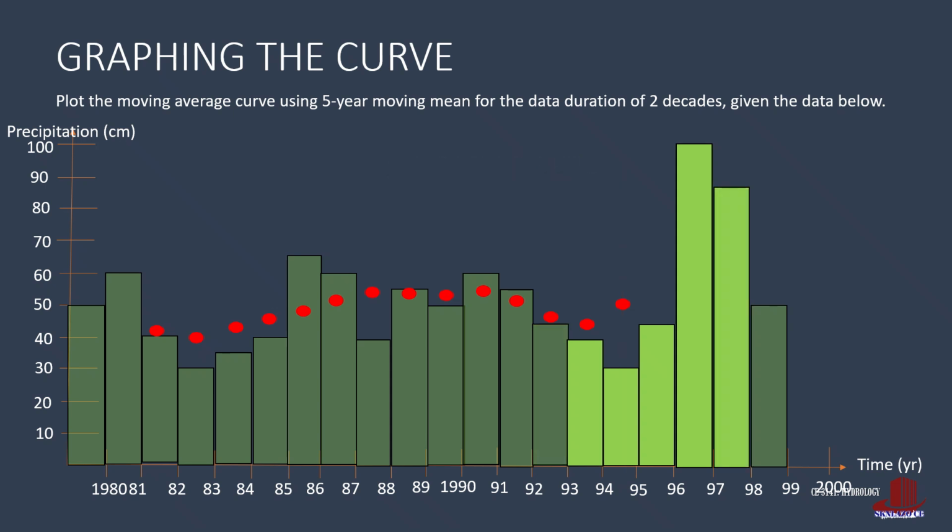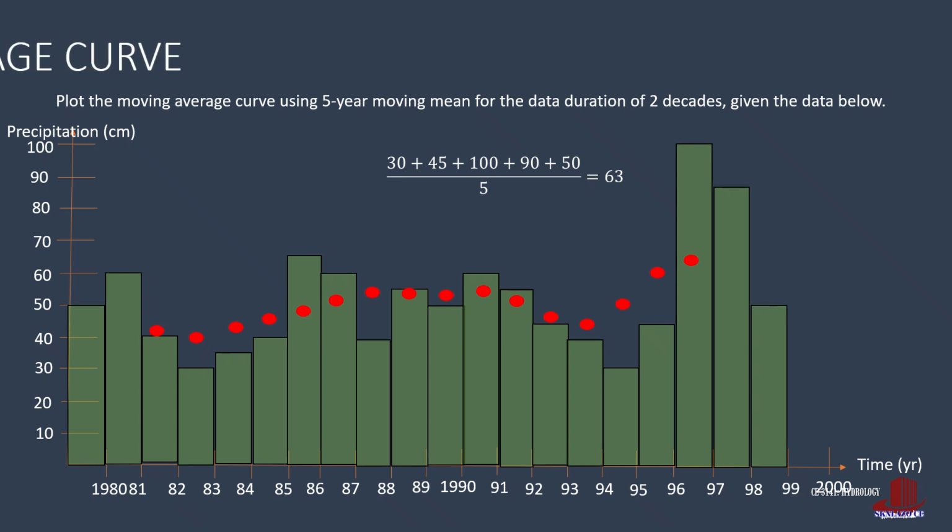For the point between 95 and 96, take the average of 40, 30, 45, 100, and 90, which is 61. The last point to complete the series is taken as the average of 30, 45, 100, 90, and 50, which gives 63. This is pinned between years 96 and 97.